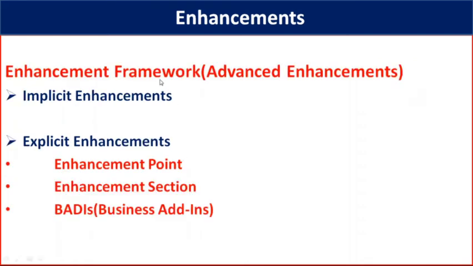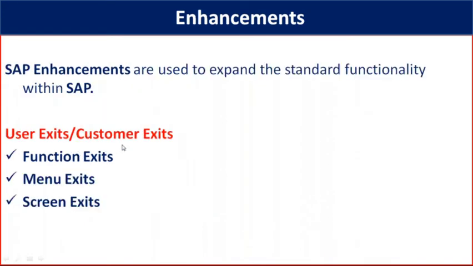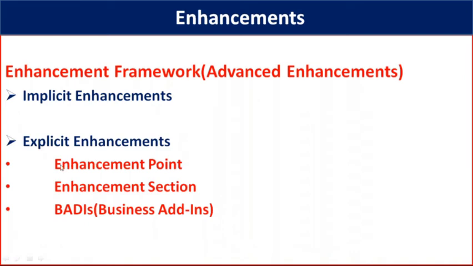Then advanced enhancements are there. Enhancement framework, advanced enhancements. You find here explicit and implicit enhancements, enhancement point, enhancement section, and then BAdIs, which are business add-ins. The transaction codes SMOD and CMOD are for user exits and customer exits, and SE18 and SE19 are for BAdIs. But enhancement points and enhancement sections are the advanced enhancements. From the coding itself you can do the enhancement without going into any different transaction.